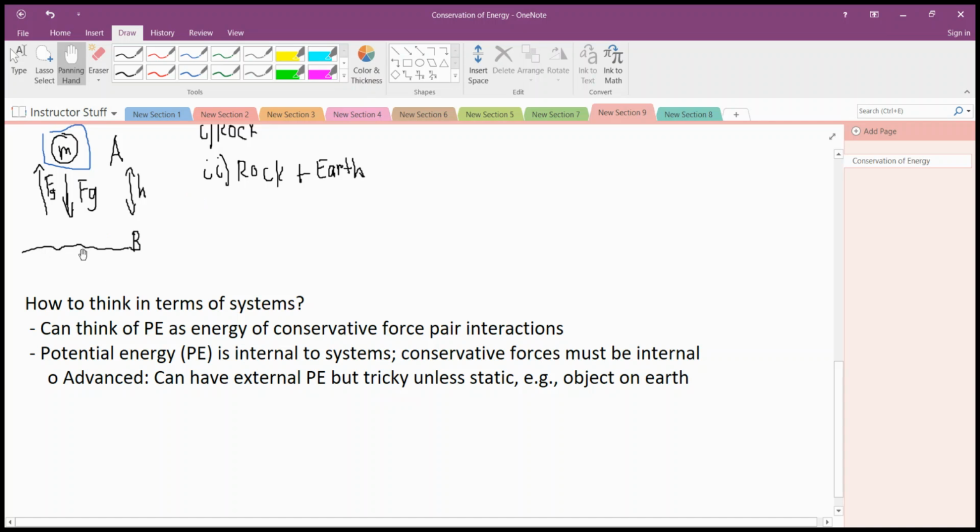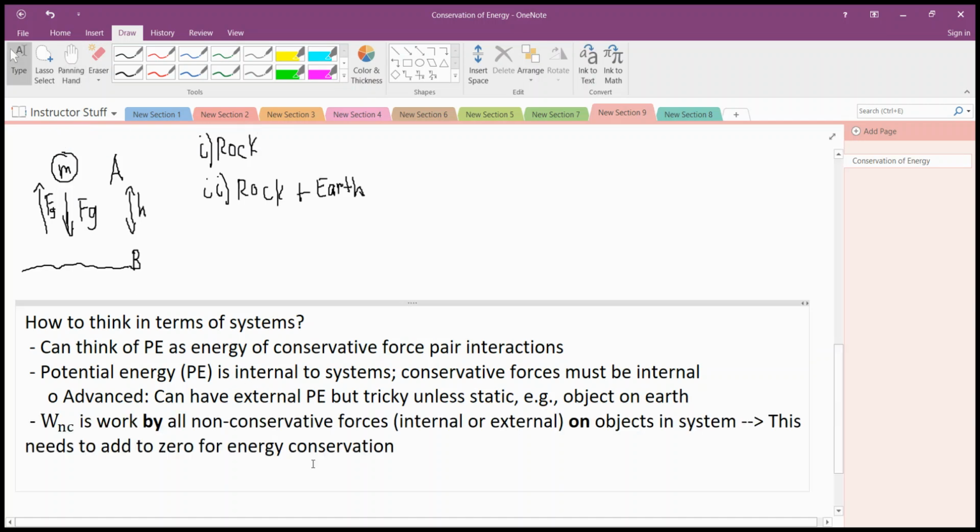So, namely the Earth, it doesn't really move. And then you can kind of think of an external potential energy as a background field. We call it a static field in this case because it's not changing with time. But you don't have to worry about that. Just be aware it is possible to define an external potential energy, but that's a more advanced topic. For us, we will always think of potential energy as being internal to a system.